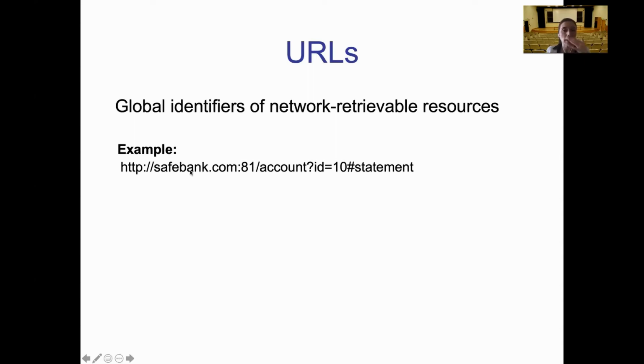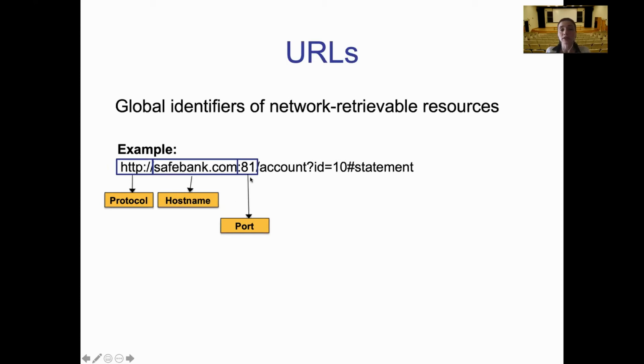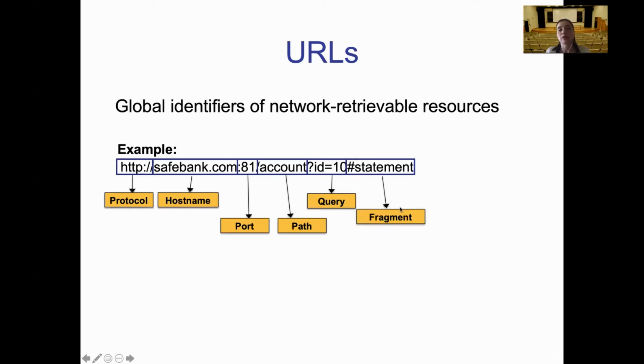For example, the first part is the protocol, HTTP in this case. The second is the host name, such as safebank.com. The third is the port number. Then the account is a path. So when you reach that server, there could be a hierarchy, a path, like a file path. And that account could actually be a script, and the script is taking inputs. So this is a query, id equals 10, that could be fed as input to the script. And the last part is a fragment, for example, if you're interested in a piece of the page.